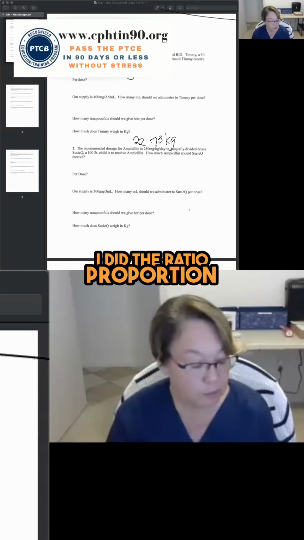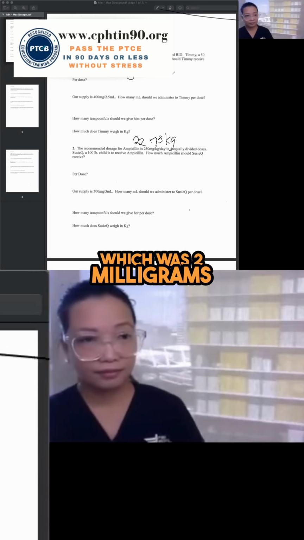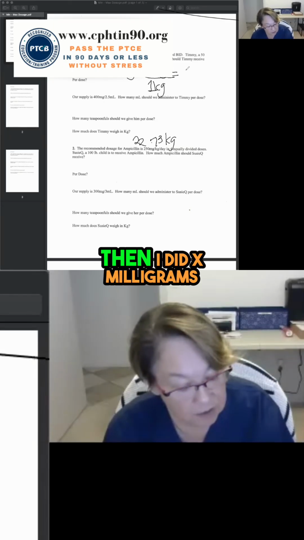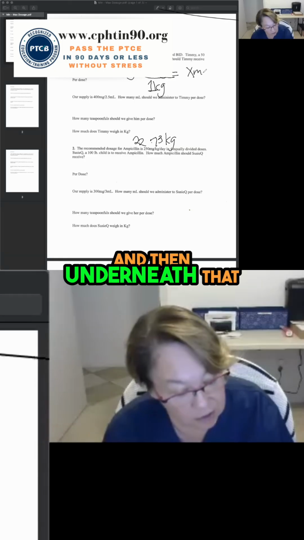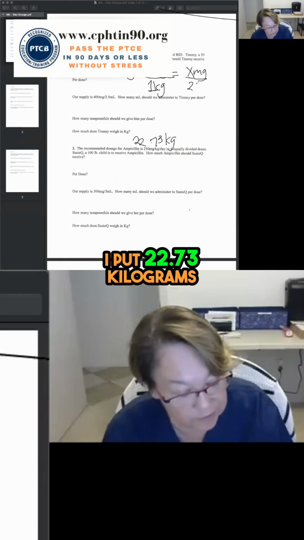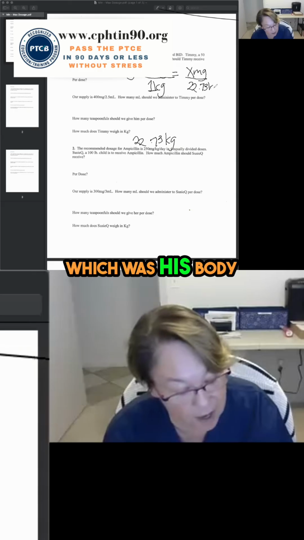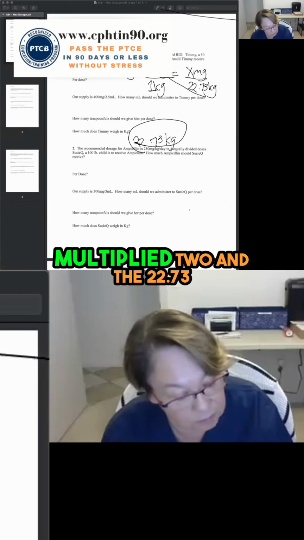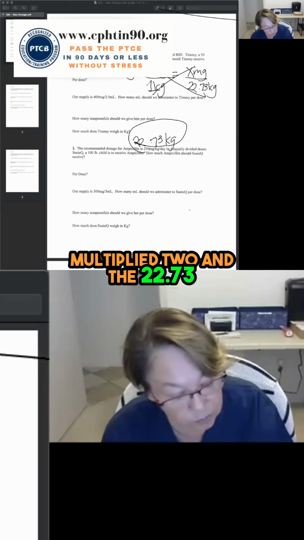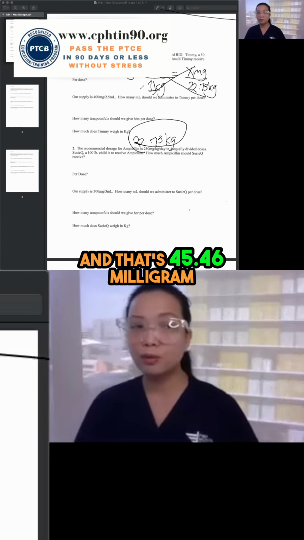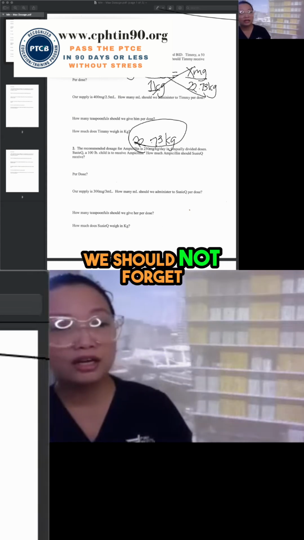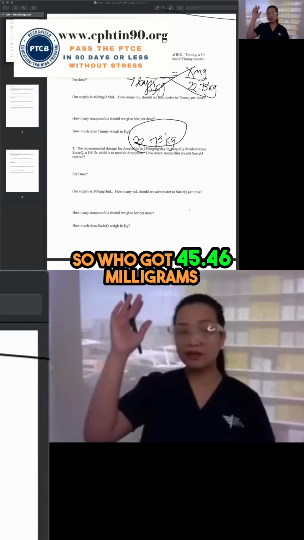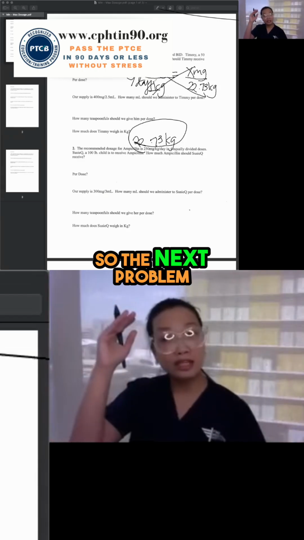I did the ratio and proportion. 2 milligrams, and underneath that I put 1 kilogram. Then the equal sign. Then X milligrams, and underneath that 22.73 kilograms, which was his weight. I cross-multiplied the 2 by 22.73, and that's 45.46 milligrams. We should not forget that this is per day. Got it? So who got 45.46 milligrams? Good job. So the next problem will be easy.